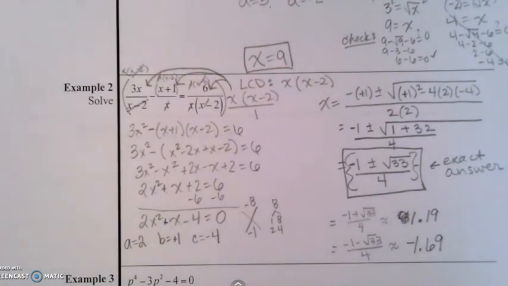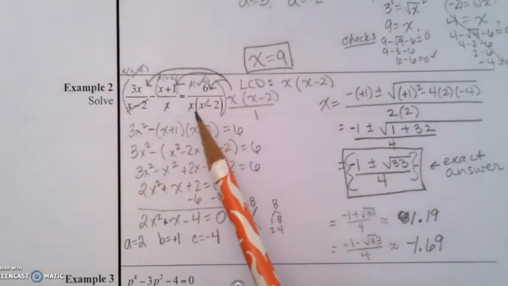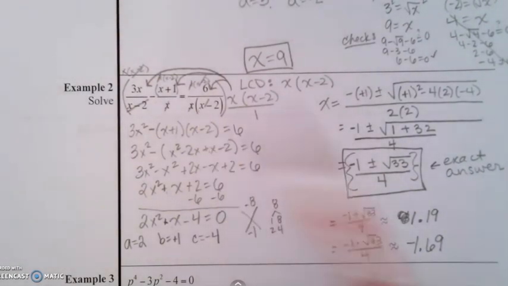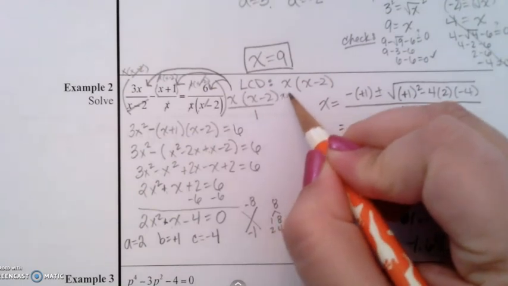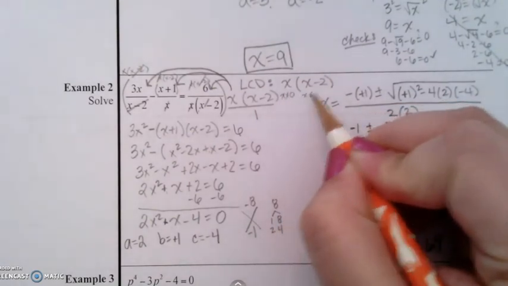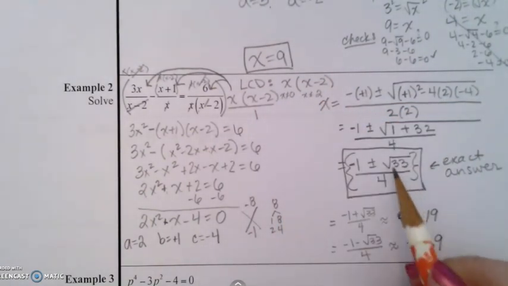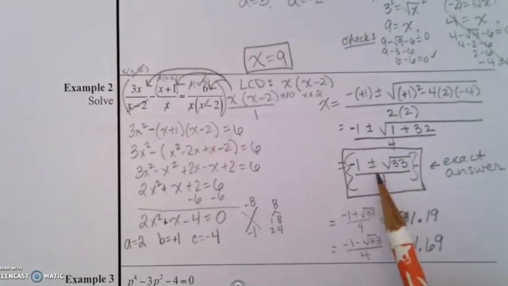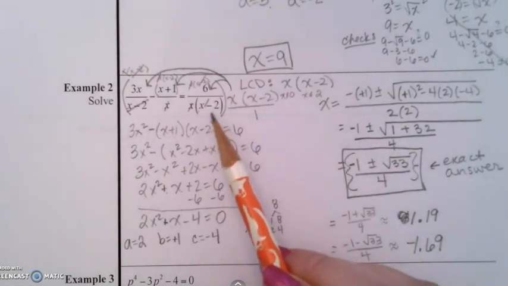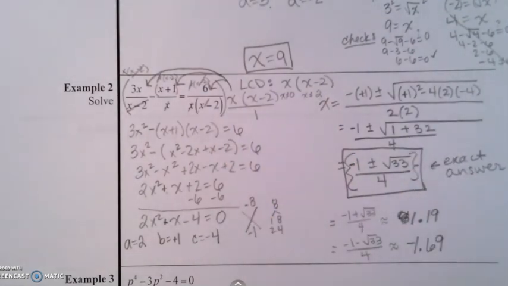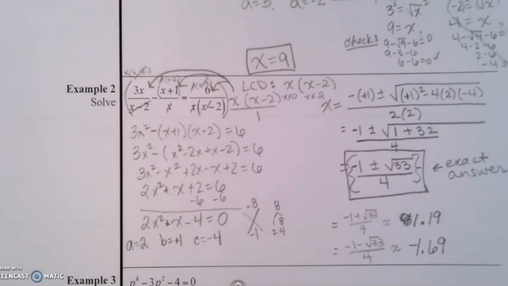-1.69. Now, remember we started out with denominators, so we need to make sure that x is not 0 and x is not 2. Since our final solution had a radical in the answer, we can be sure that our answer is not equal to 0 or 2, so we're safe. But remember, when we have those denominators, we need to check for extraneous solutions, denominators, and the power rule. Let's take a look at example 3.